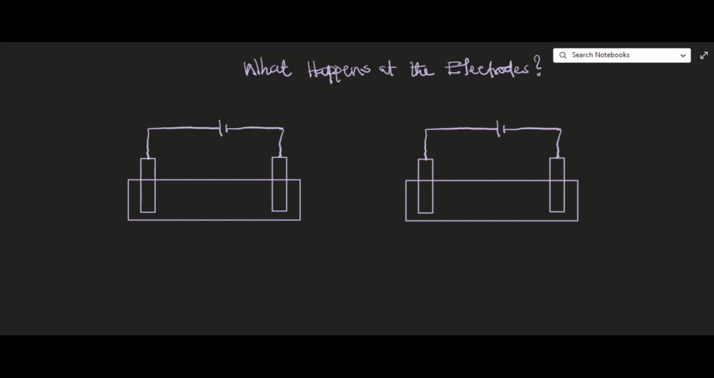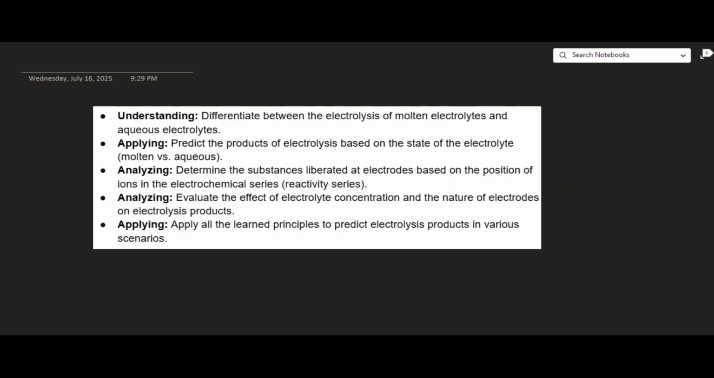Hello, everybody. Today, I want to go further on our journey through electrolysis, and we are going to look at what happens at the electrodes. So, at the end of today's class, you should be able to differentiate between the electrolysis of molten electrolyte and aqueous electrolyte.